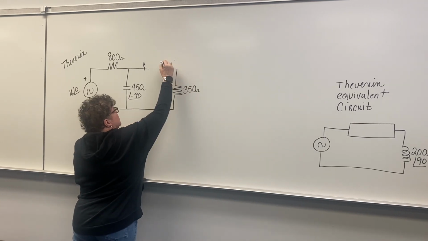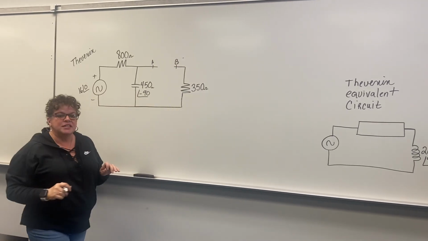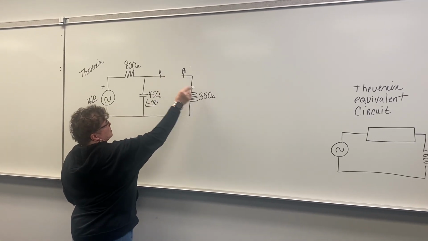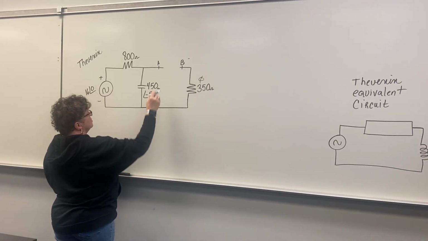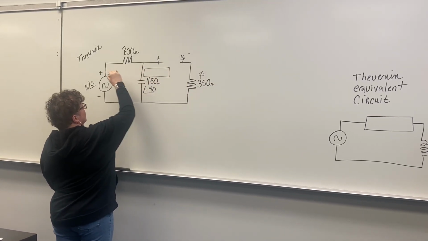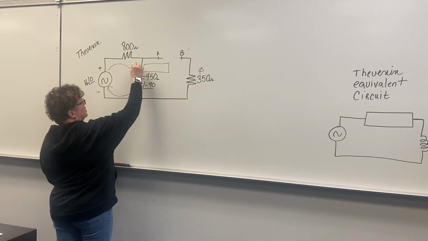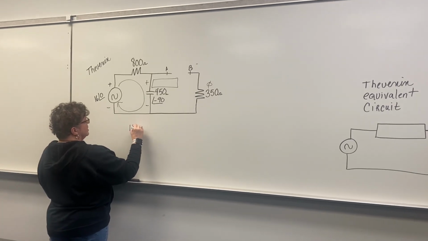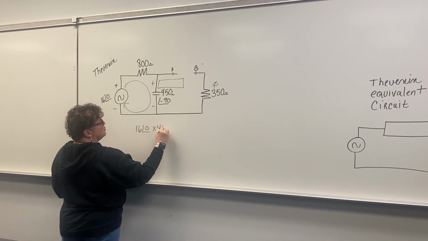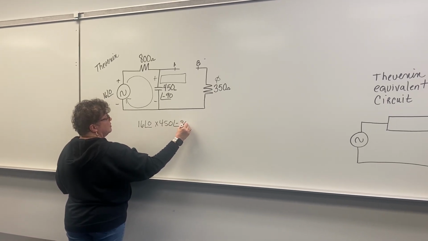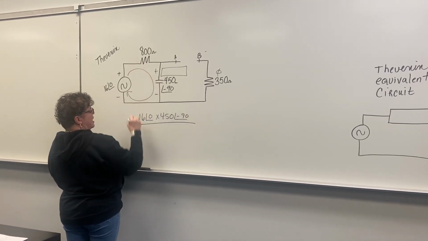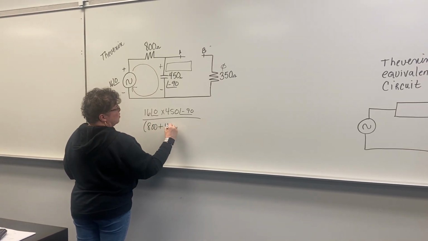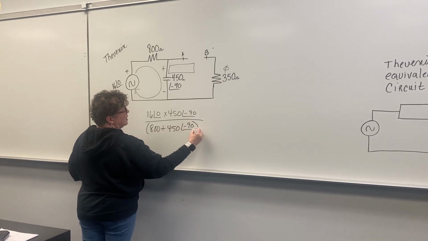The first thing we do is we get VTH, which is the voltage from A to B. If you notice, this is open, so the voltage here is going to be 0. So if we get the voltage right here, we have a circuit going like this, polarity. We can use the voltage divider rule, 16 at an angle of 0 times 450 at an angle of -90 divided by this and this, because really all you have is this series circuit. 450 at an angle of -90.